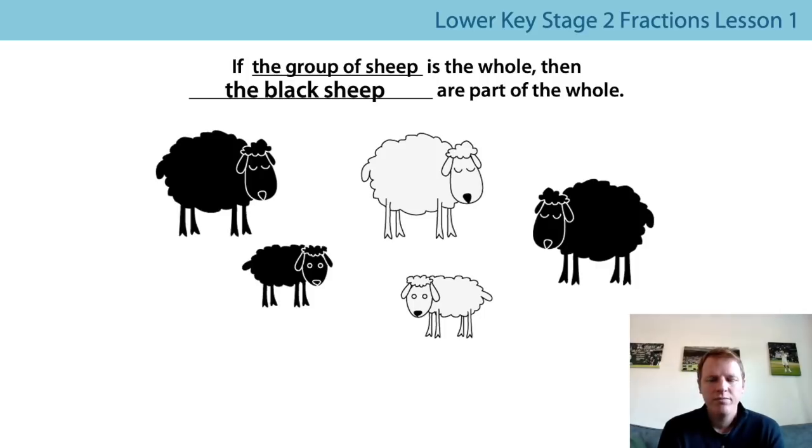Did you have a go? Different ways you might have done this. I'm going to share 2 which would be correct. So, if the group of sheep is the whole, then the white sheep are part of the whole. Did you say that? Maybe. Here's the third one that I've come up with. If the group of the sheep is the whole, then the lambs are part of the whole. 3 different ones you might have said.